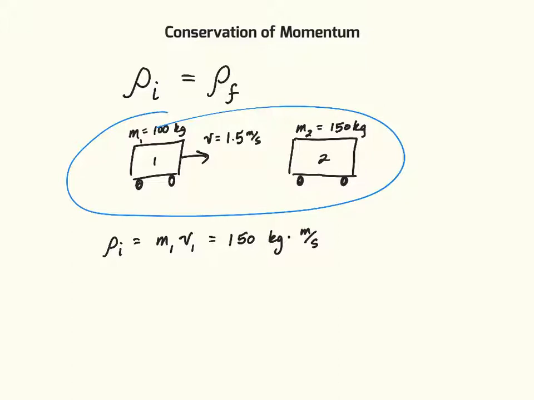But now let's say that after the collision, car 1 and car 2 join up, they stick together, and they start moving at some velocity. We don't know what that is, but we can figure it out. We know that the final amount of momentum that car 1 and car 2 have together has to equal that initial amount of momentum.